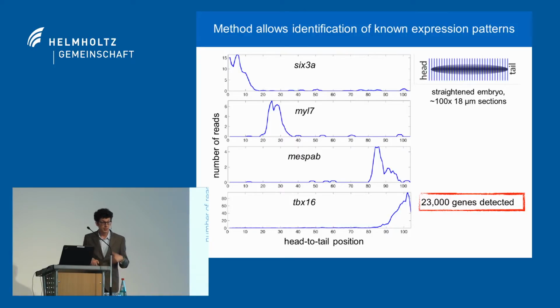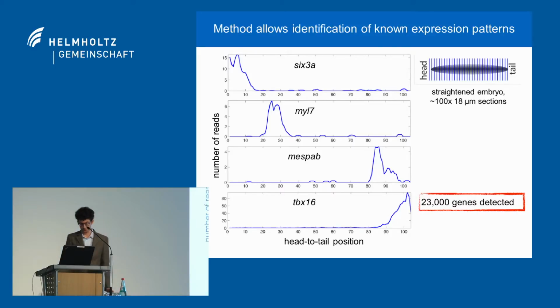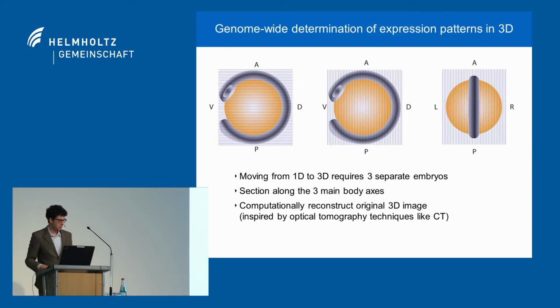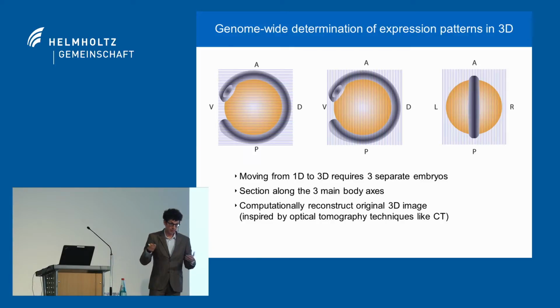Overall, in the sample, we detect more than 20,000 different genes with very good signal-to-noise, so you see that the spurious background level outside the expression zone is almost zero. So this looks very promising, but well, this was one-dimensional information, and the video that I showed you initially, and what I promised you, was in 3 dimensions. So how do we move from 1D to 3D?